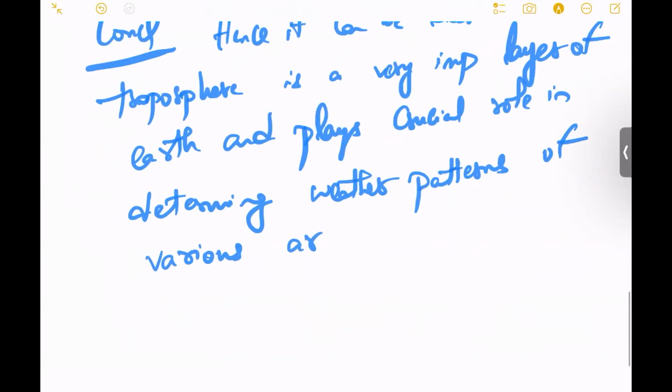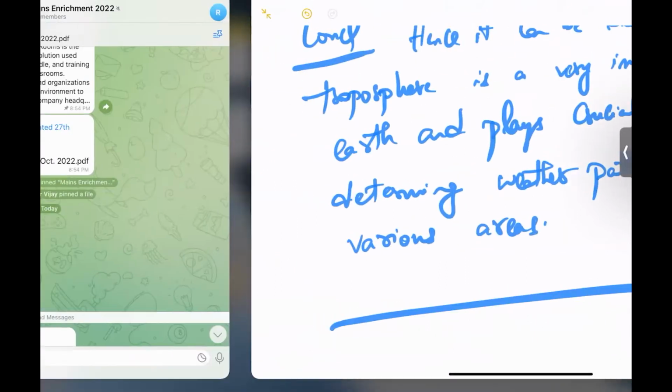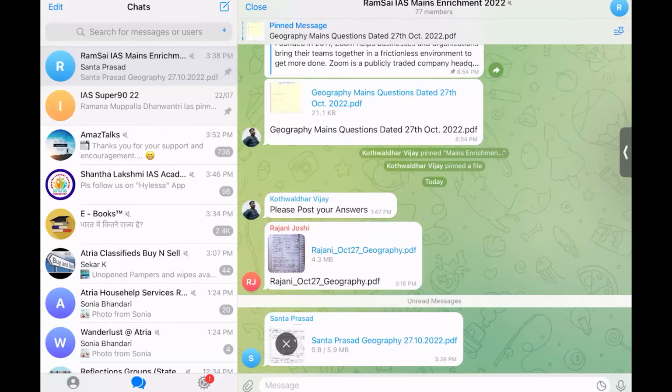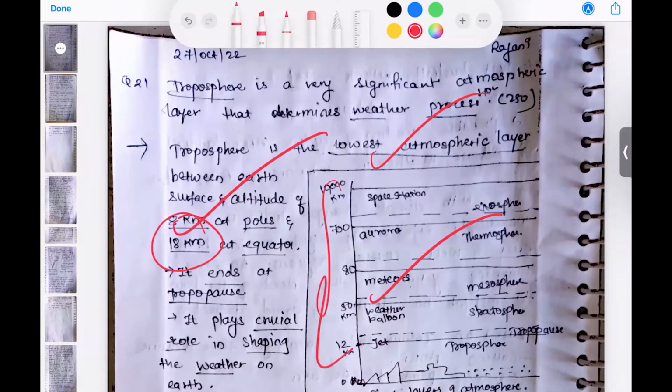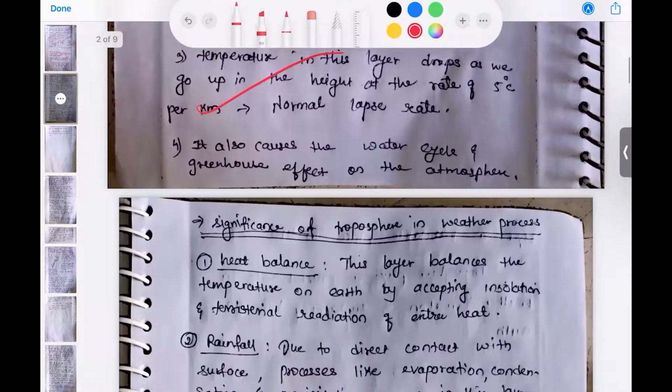Clear? Yes, sir. Two people have written. Okay. Good. Good. Contains 80% of atmospheric masses. Yes. Good answer.